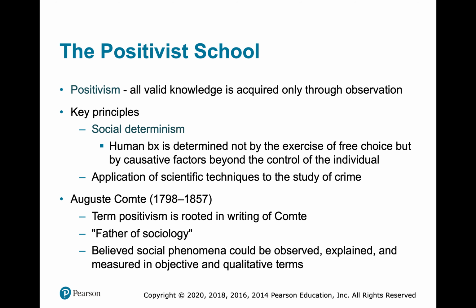Now, the positivist school of thought says all valid knowledge is acquired through observation. And it's got 2 main principles. The first is that human behavior is determined not by the exercise of free will, but by factors beyond the control of us as individuals. And the second piece of this is using scientific techniques to study crime and criminology. Now, the term positivism is coined in the writings of Comte, who is considered the father of sociology, and he believed that social phenomena could be observed, explained, and measured in objective and quantitative terms.